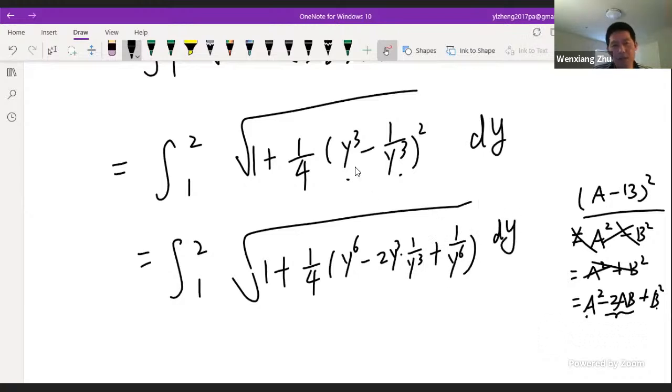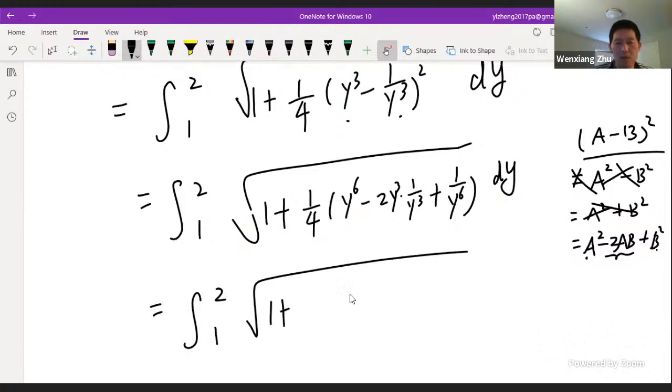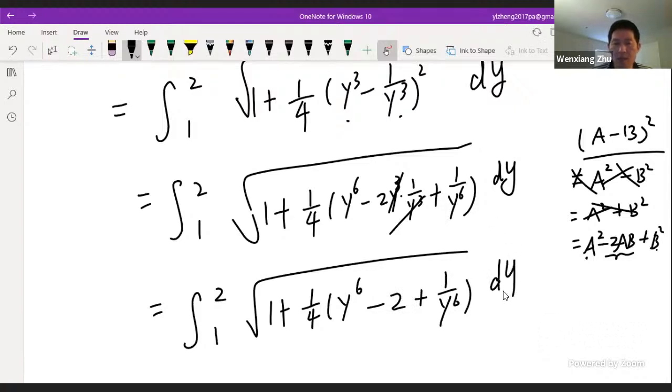You just carry this out. It's nothing really hard, okay? So you square this. Now what's the next step? You just don't give up. You just simplify this. You have a quarter, y to the 6. The nice thing happened: you have y cubed canceled with the y cubed at the bottom. You just have a number, minus 2, plus 1 over y to the 6.